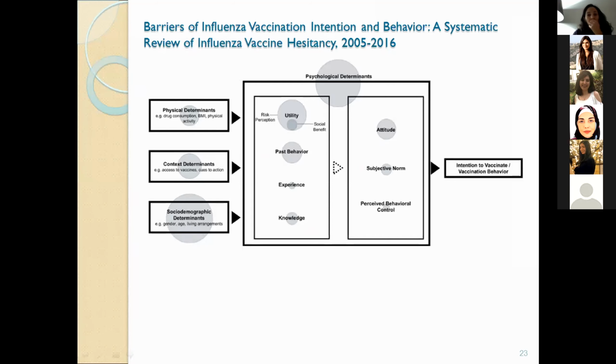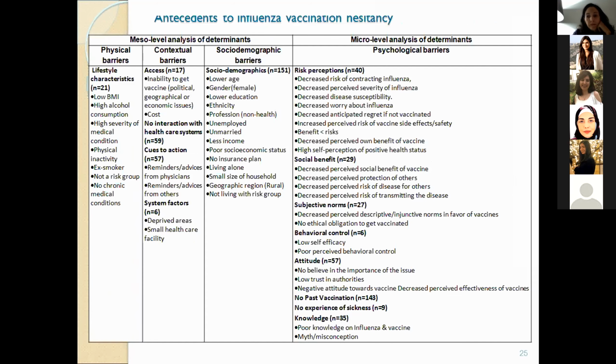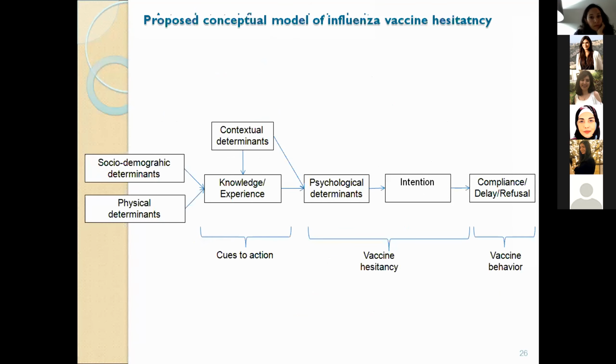Based on what I read and what I saw, and of course all the listed determinants in detail, I constructed this model, okay? The way I see it is the following. Everybody has social demographic determinants, which include our age, our education, our gender, our occupation. And we also have our physical determinants, which is our health status, our medical condition, our lifestyle characteristics. So this can be blocked under the physical determinants.